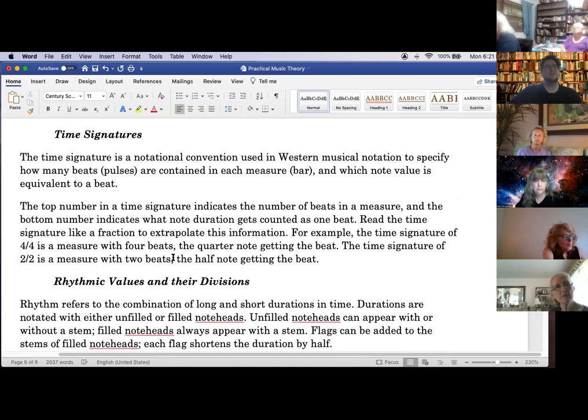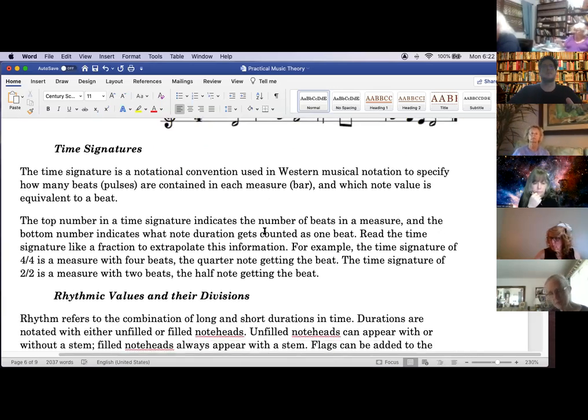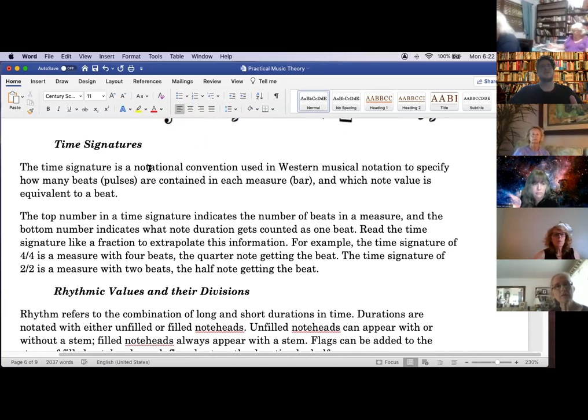Time signatures. So when we talk about meter, time signature is another word for meter. Meter and metrics is just the measuring of time. The time signature is a notational convention used in Western musical notation to specify how many beats are contained in each measure or bar and which note value is equivalent to a beat.